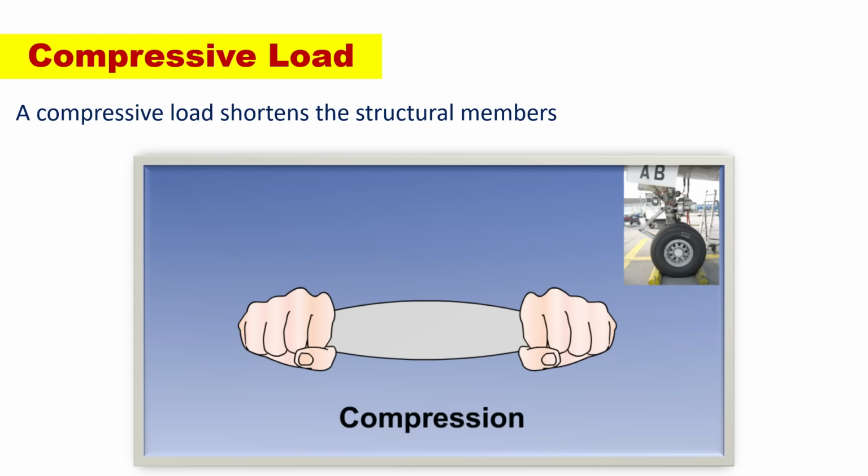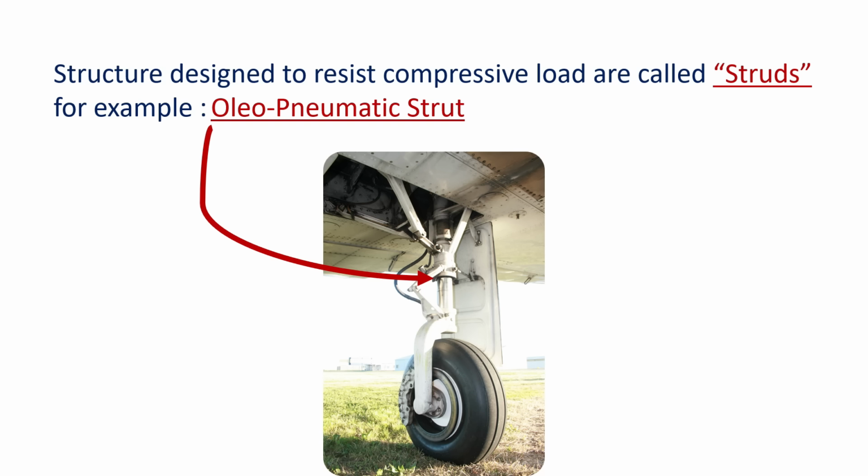And again, as in tensile load, there were ties to restrict it. An example of ties was stringers. Here, structures that are designed to counteract or resist the compressive load are called struts. And one example of a strut is the oleopneumatic strut. Remember these words very carefully. Struts are what we use to resist the compressive load. If someone asks you to give an example of a strut, you can tell them oleopneumatic strut.